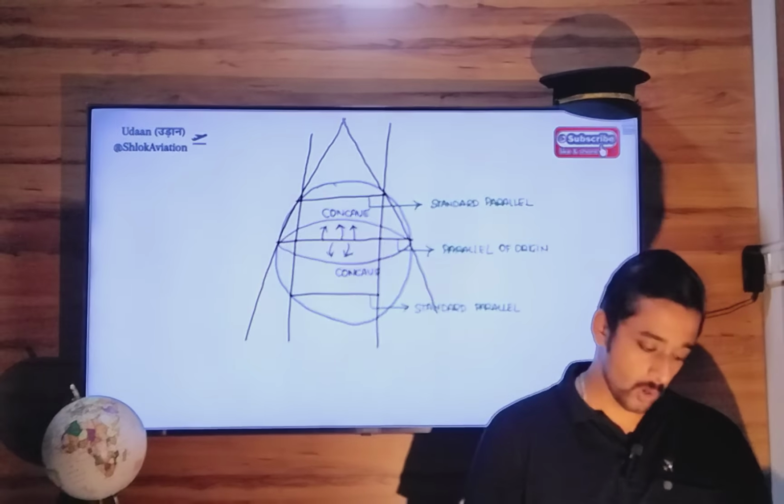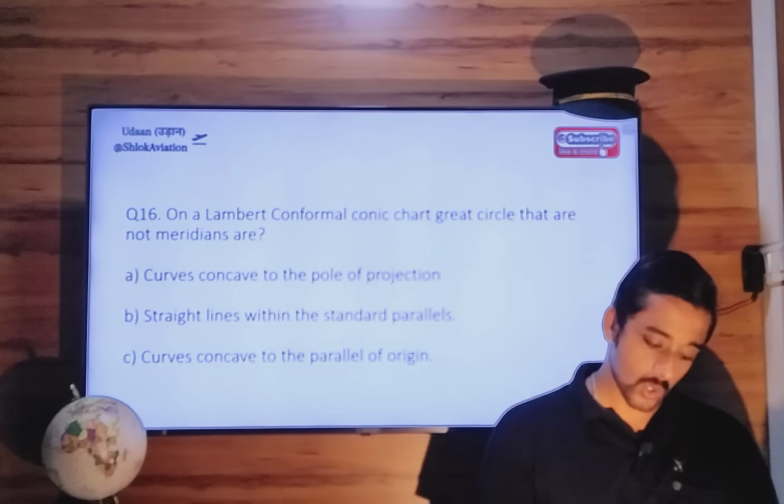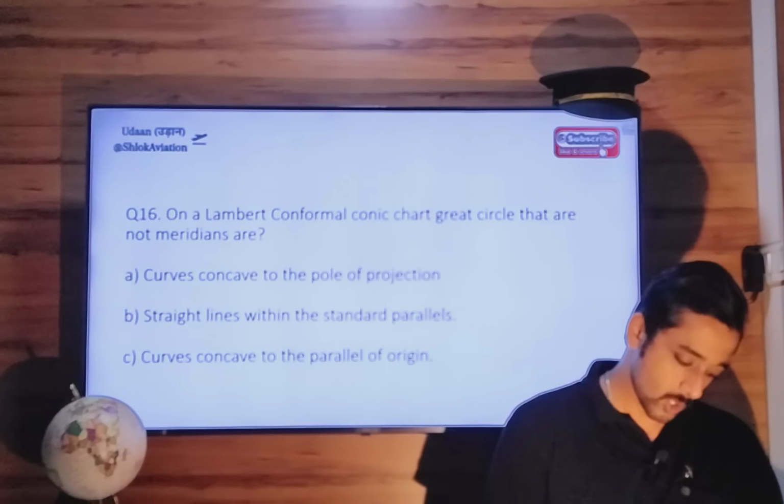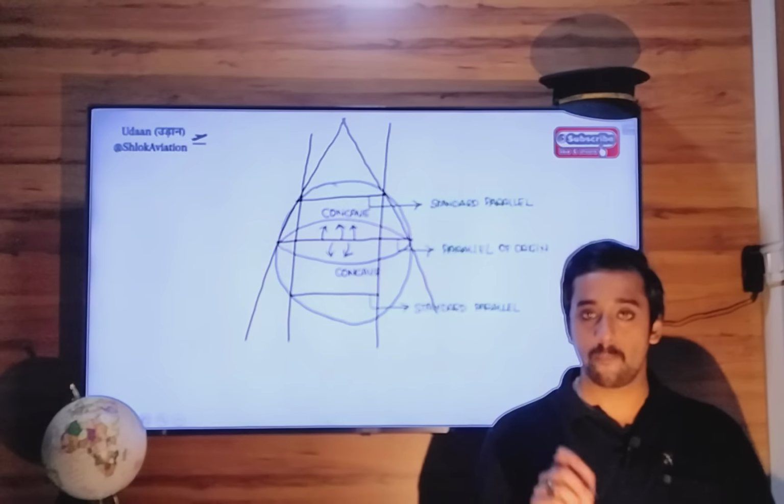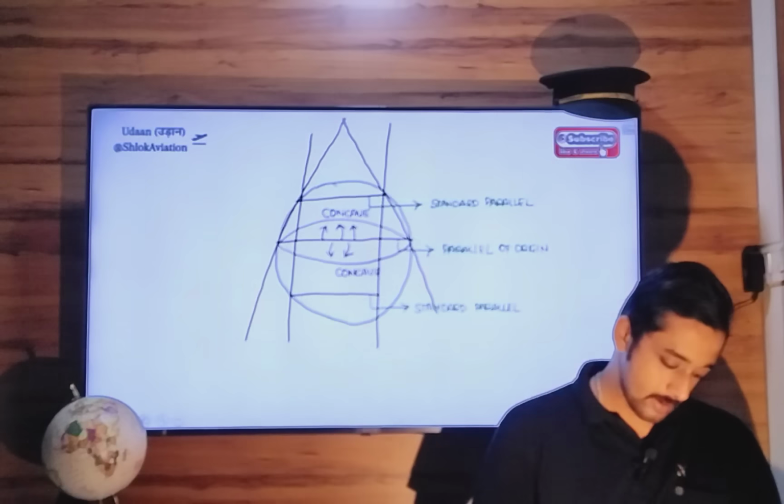So curves concave to the pole of projection, straight lines within standard parallels, curves concave to the parallel of origin. So option Charlie. Curves concave to the parallel of origin and convex or bending towards the nearest pole.